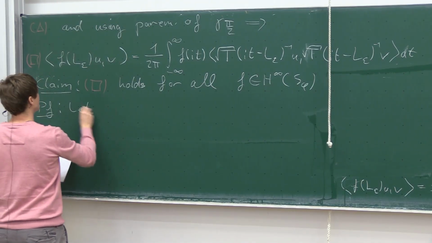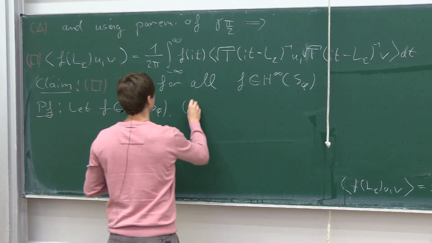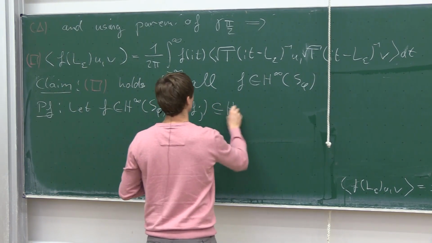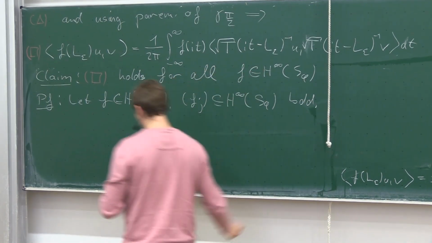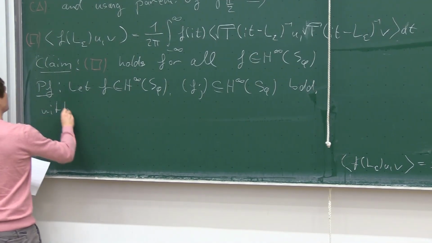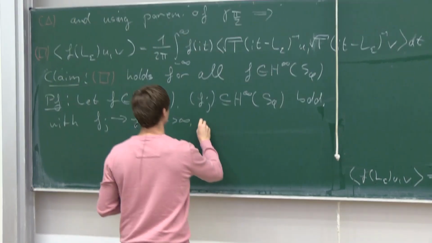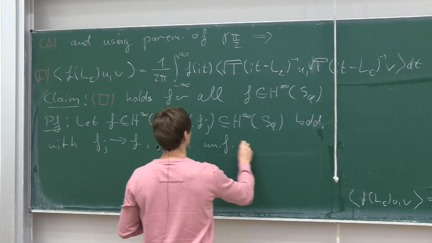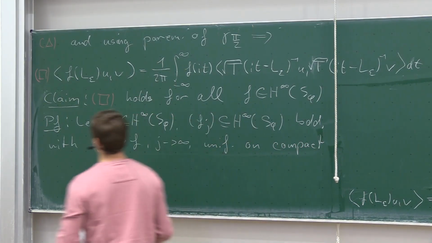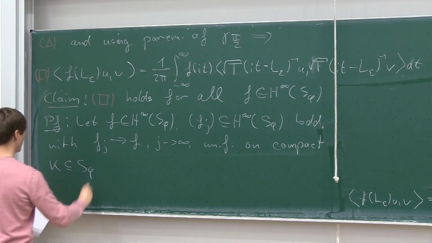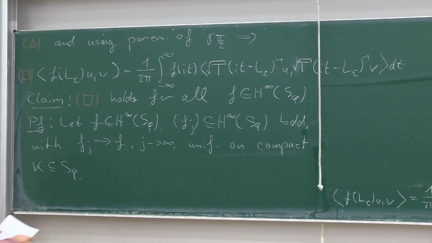And this is done by the convergence lemma, the proof that we can indeed plug H infinity functions inside. So let f be an H infinity function on S phi and take a sequence of bounded holomorphic functions f_j, bounded, with the property that f_j converges to f for j to infinity uniformly on compact subsets. All right.